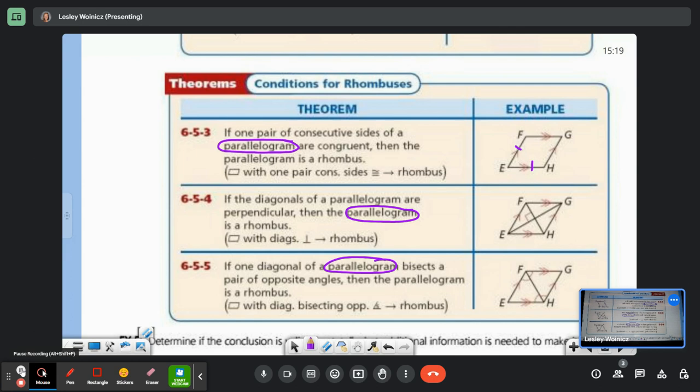Got it? Okay. If the diagonals of a parallelogram are perpendicular, then we know the parallelogram is a rhombus. Again, it has to be a parallelogram for this to be true. If it's not a parallelogram, it could be a kite, right? We talked about that already. If one diagonal of a parallelogram bisects a pair of opposite angles, then the parallelogram is a rhombus. Again, we have to know that it's a parallelogram, otherwise this is true of a kite if it's just a quadrilateral.